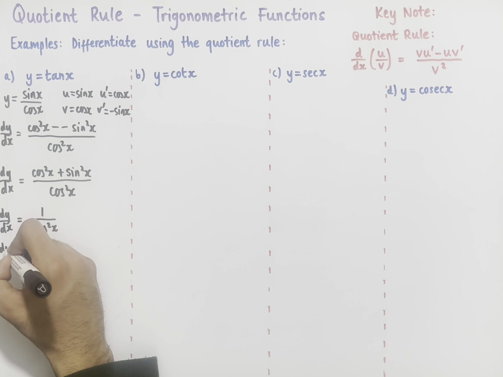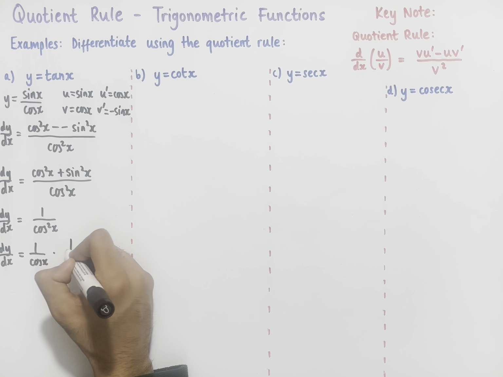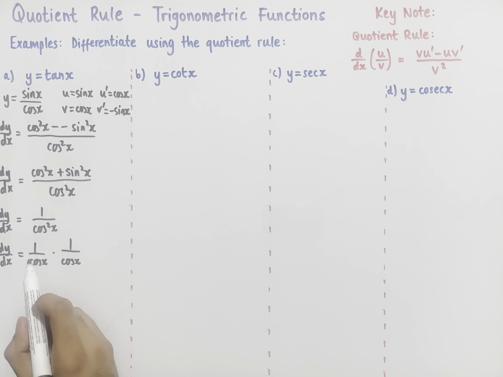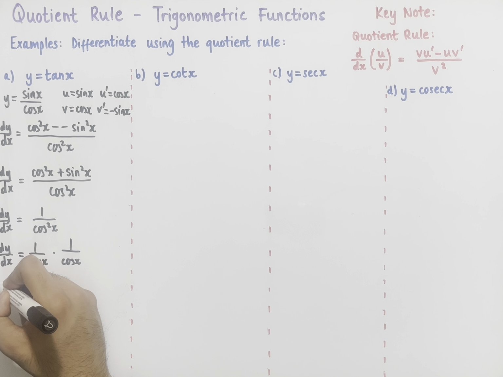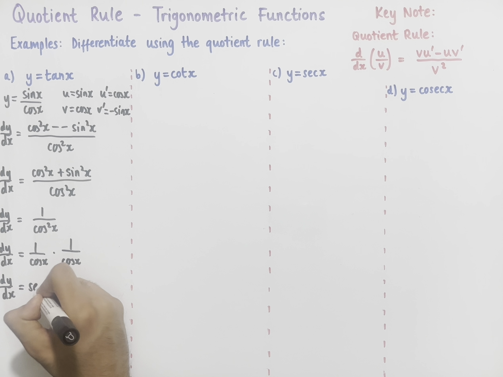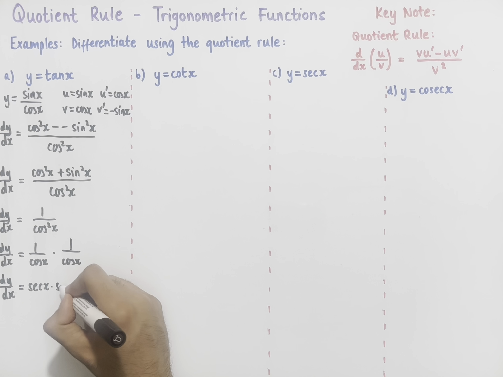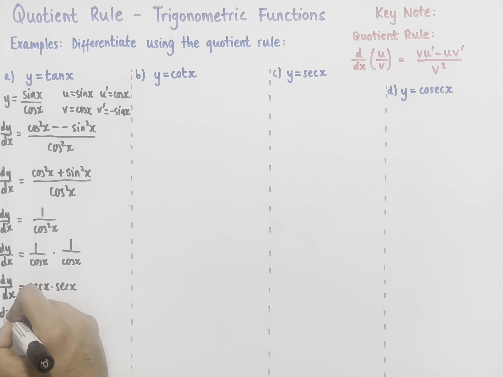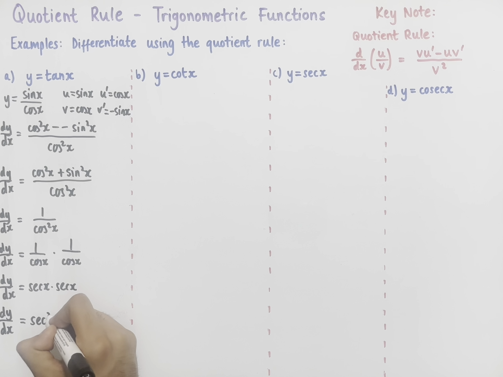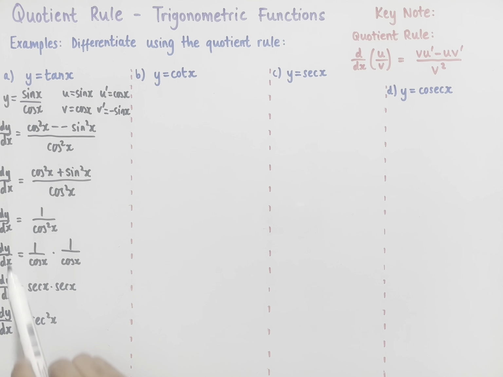And now this can be written as dy over dx equals 1 over cos x times 1 over cos x. Now 1 over cos x is the same as sec x, and so we can write this as dy over dx equals sec x multiplied by sec x. And so simplifying this, we end up with dy over dx equals sec squared x. The derivative of tan x is equal to sec squared x, and we've shown this using the quotient rule.